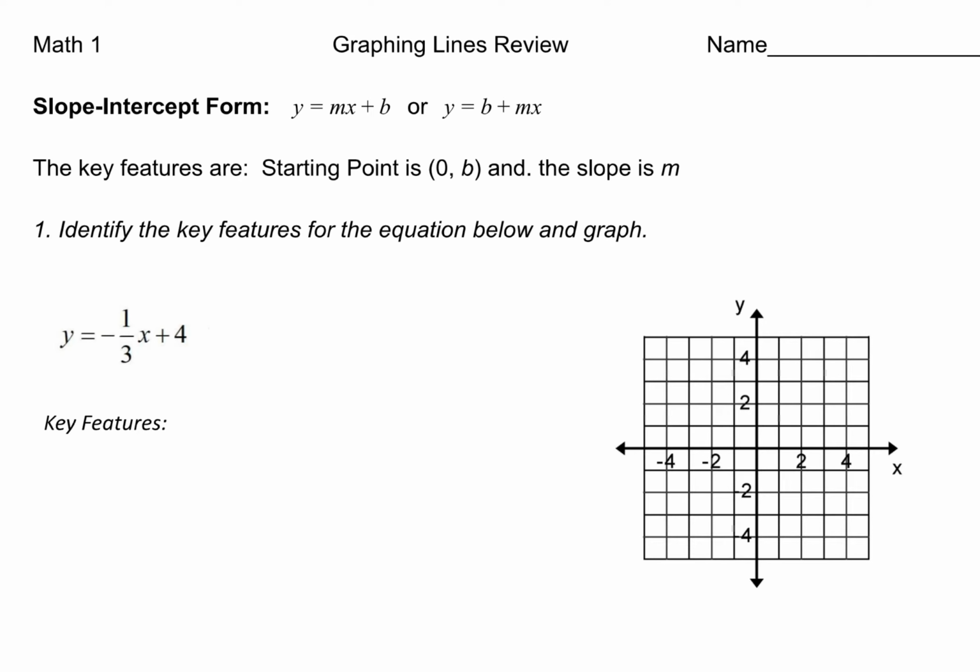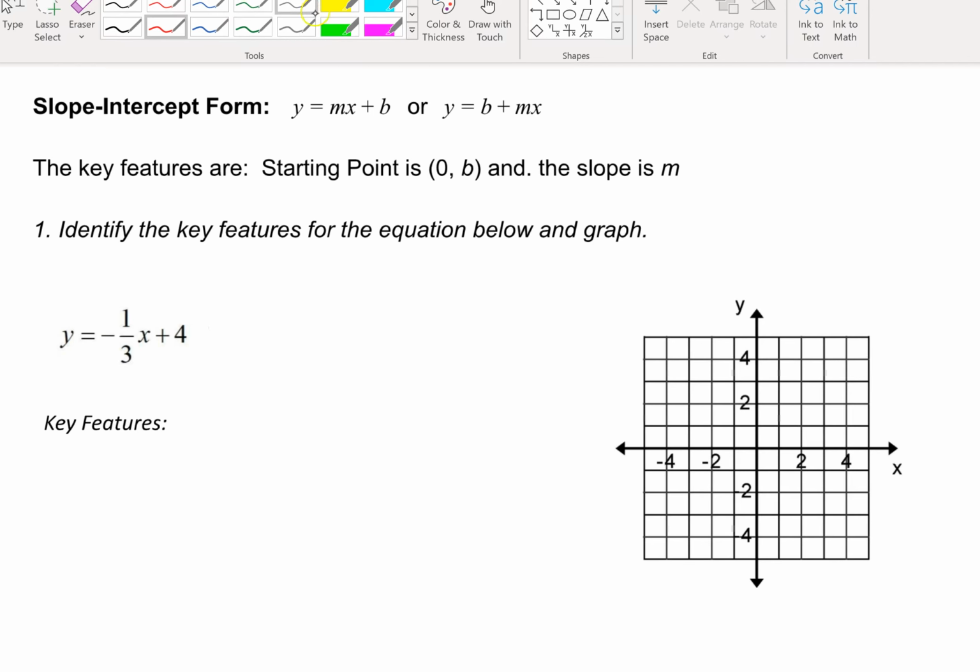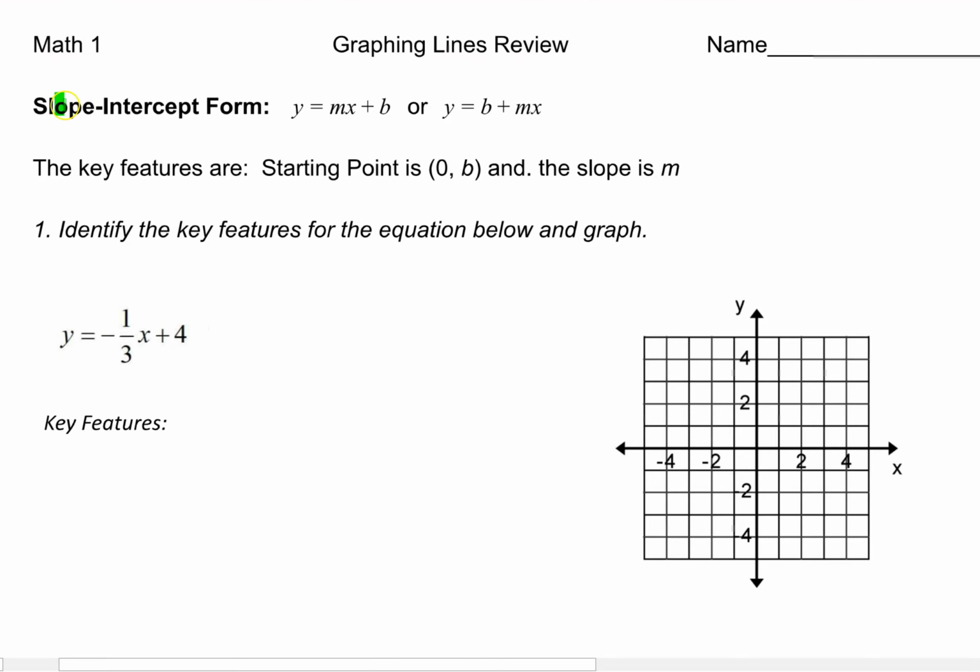Guys, as you look at the title of this video up here, Graphing Lines Review, really there are three different forms of lines that we're going to look at, and two of them we've done in multiple past modules, and the other one we've already learned about. Slope-intercept, y equals mx plus b or y equals b plus mx. This is something we've done time and time again.